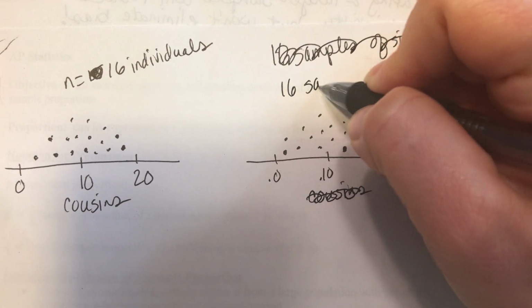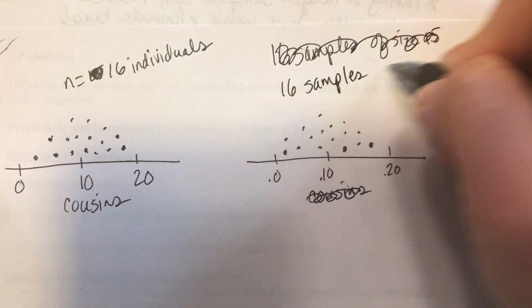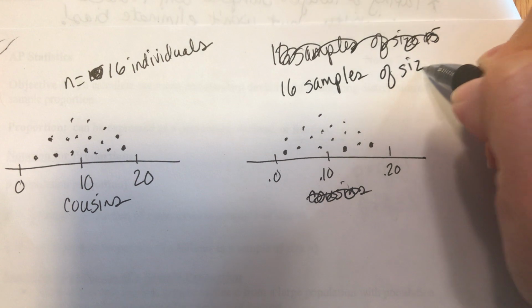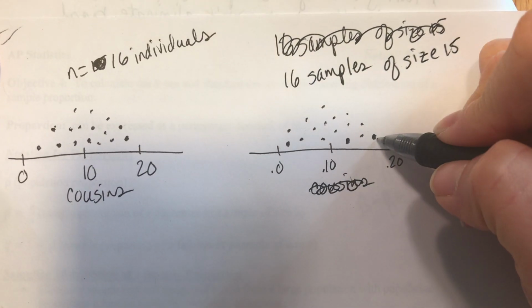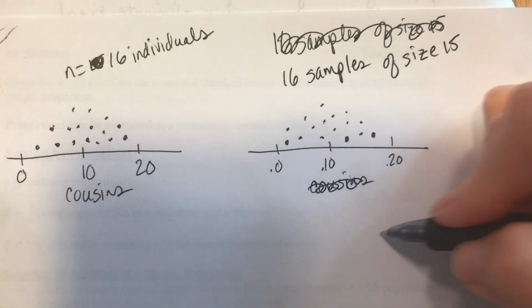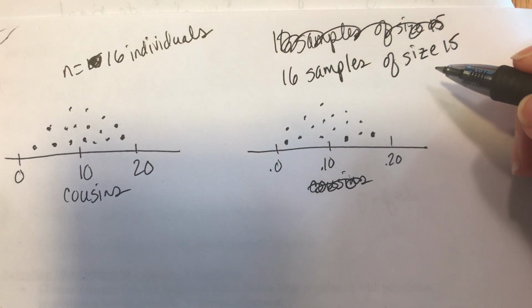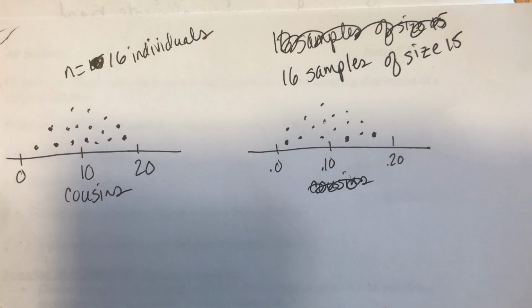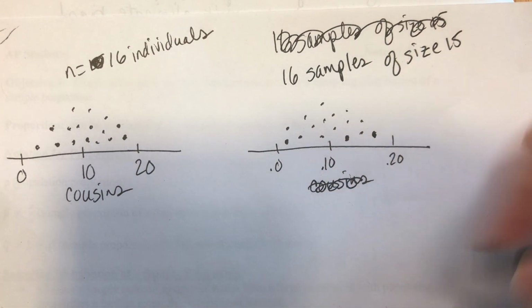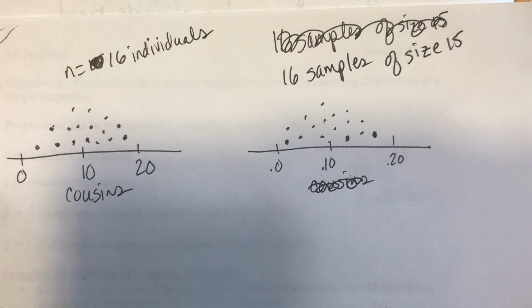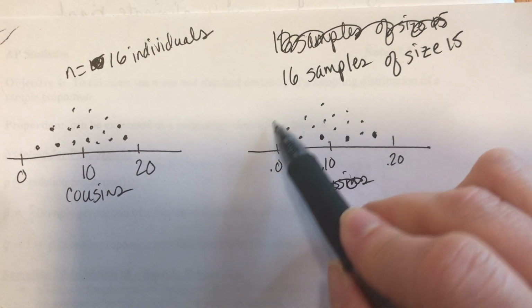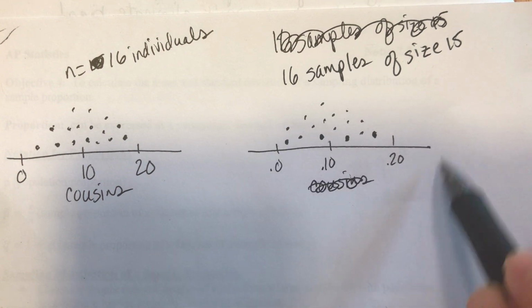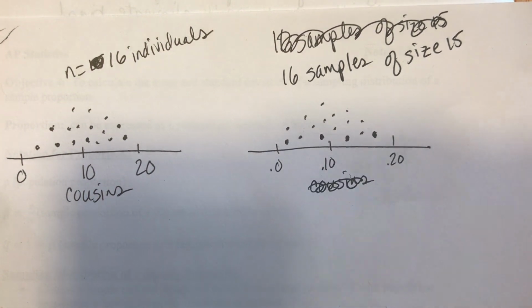This I had said was 16 samples of size 15, which means that there are 16 dots, and each dot represents the proportion of 15 people's responses. So you ask 15 people, what percent of them have blue eyes? Here's a dot. You ask 15 people, what proportion of them have blue eyes? Here's a dot. So this is our sampling distribution of the proportion of people who have blue eyes.